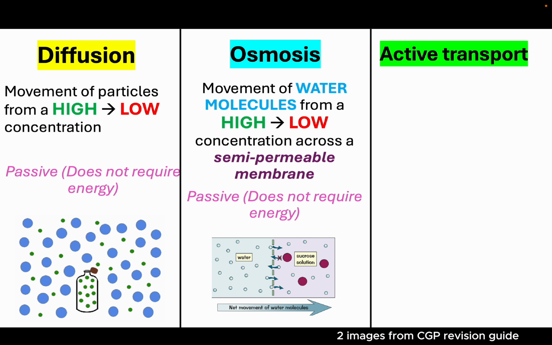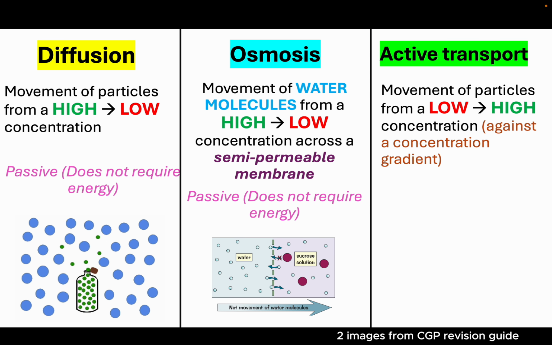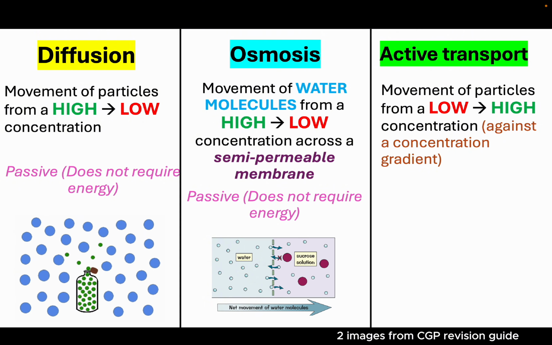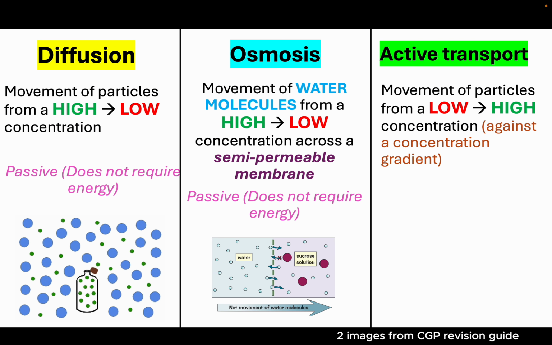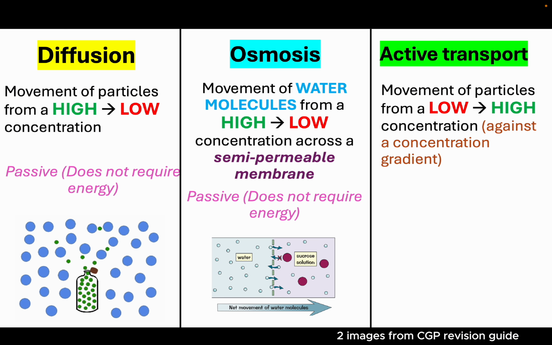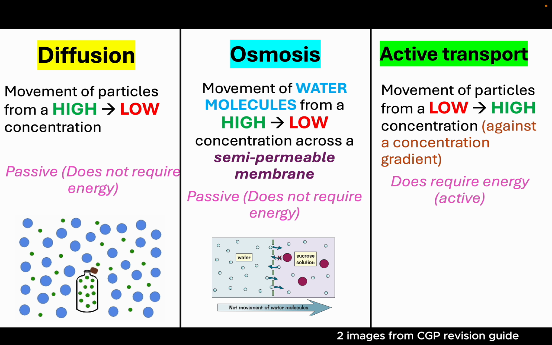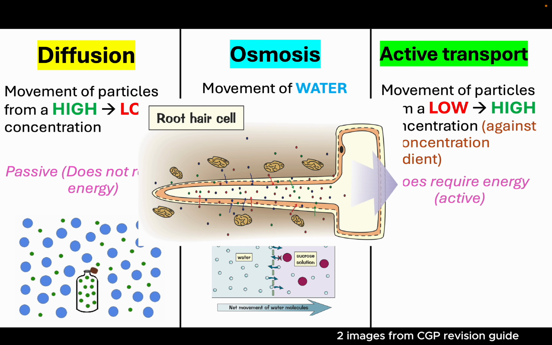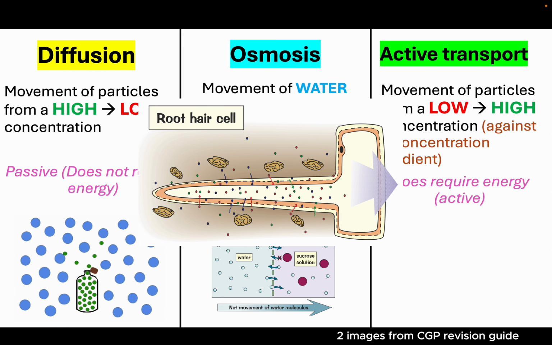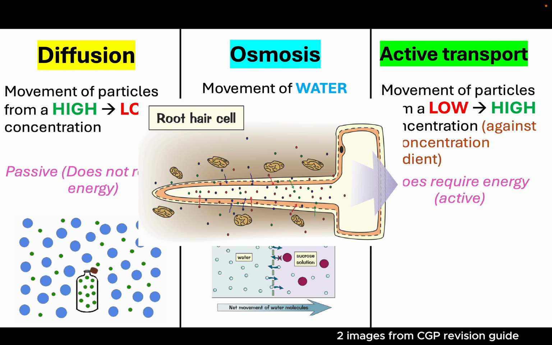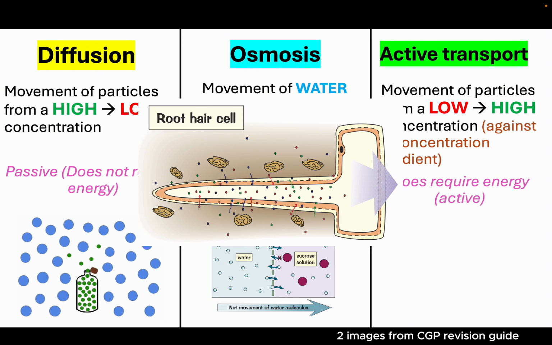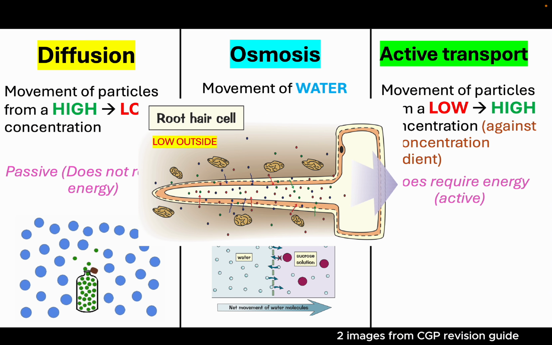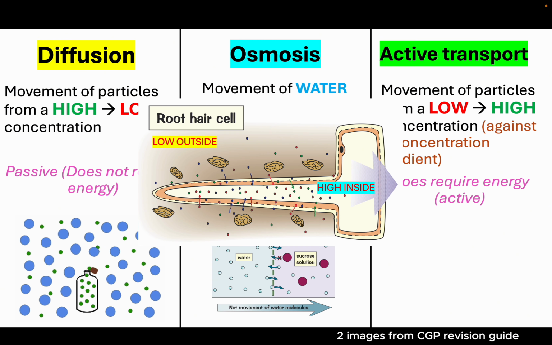Next is active transport. Active transport is the movement of particles, but this time we're moving from a low concentration to a high concentration. This means this is against a concentration gradient. This does require energy, that's why we call it active. An example of where this can happen is in the root hair cell. So if you look at the minerals, you're going to see there's very little of them outside in the soil compared to a lot of them inside the root hair cell. So there's a low concentration outside and a high concentration inside.